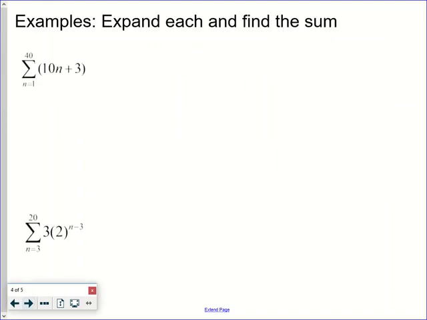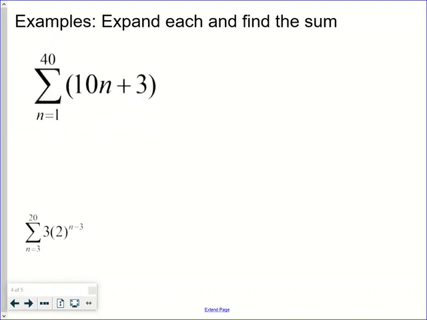Okay, so for this next one, it says expand each and find the sum again. But if you notice, this first problem is going from 1 to 40. So it does not make sense to expand all of this problem. So what we're going to do is just find the first one and the last one. And then we can use the formula that we did before.